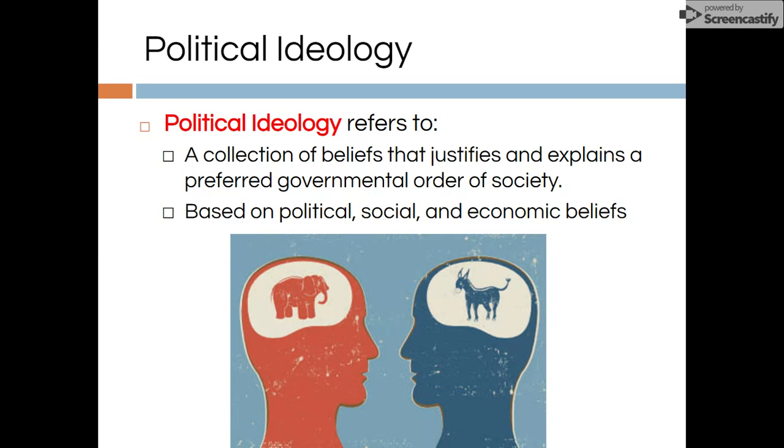So before we start talking about individual political parties, you need to understand what a political ideology is. Political ideology refers to a collection of beliefs that justifies and explains a preferred governmental order of society. Political ideology tends to be based on either political, social, or economic beliefs and ideas. And you will learn about examples of each of those, political, social, and economic, as we move on through the unit.